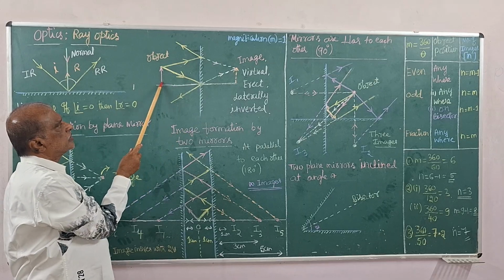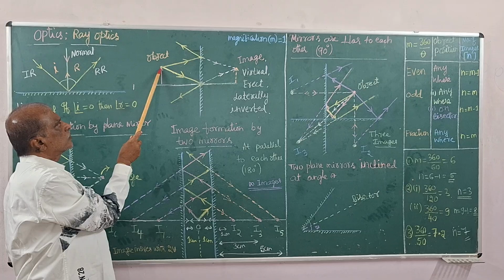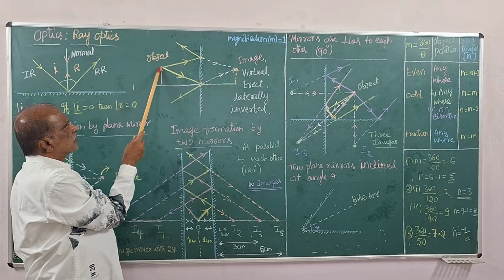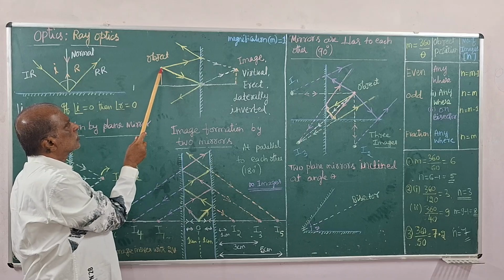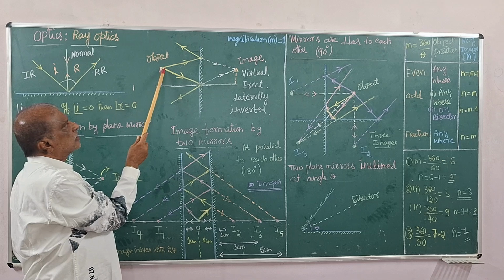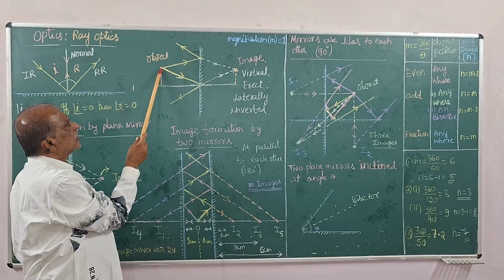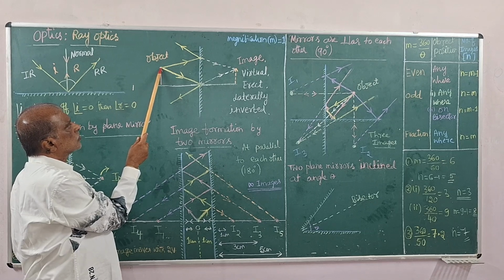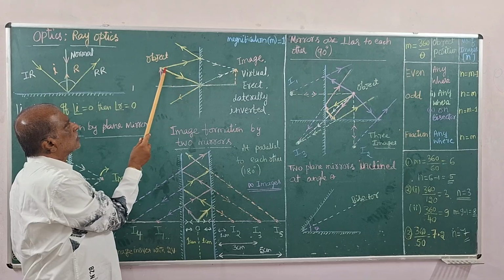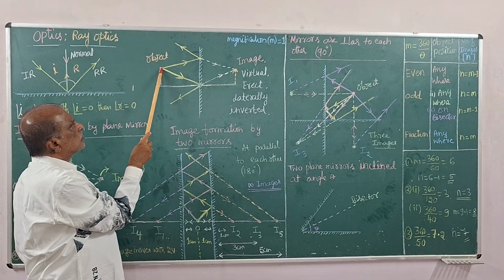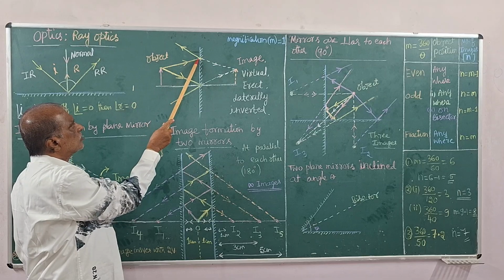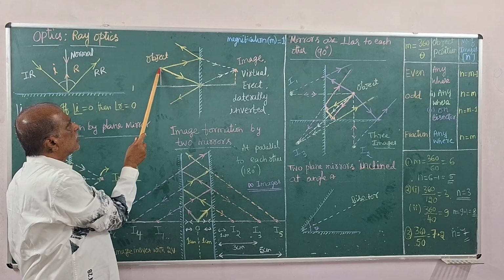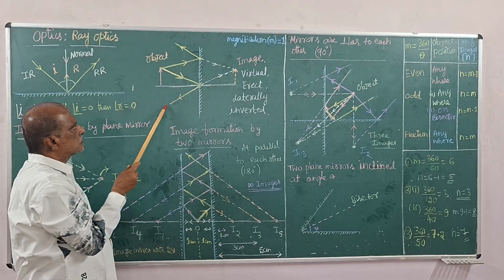So to draw the image, every point you have to take. I am taking this point, the top point of the object, which has this shape and size. Let us consider the light reflected from this point towards the mirror. I am taking only the light coming from this point. This light is reflected in this direction, and in this direction, like this.